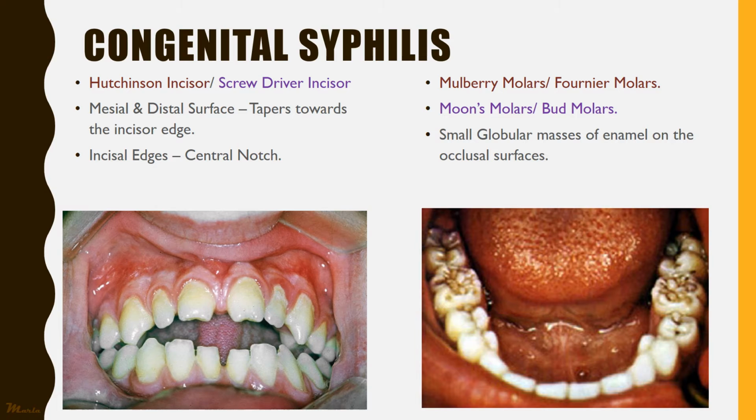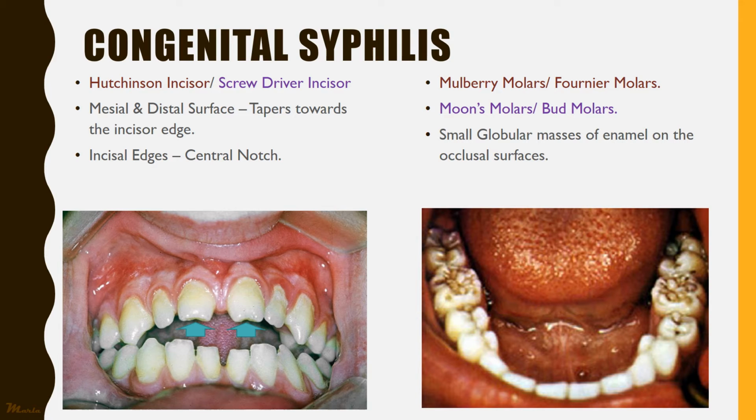Hutchinson incisor is also known as screwdriver incisors. Such teeth are characterized by tapering edges of the mesial and distal surface such that the incisal edge is narrower than its cervical counterpart. The incisal edges also show a characteristic central notch.